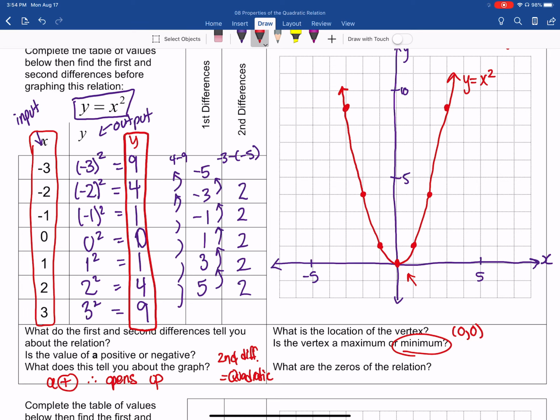What are the zeros in the relation? And the zeros are like our x-intercepts. So our x-intercept is actually our vertex in this case. Doesn't always happen. There's only one. Sometimes, most of the time, there are two.